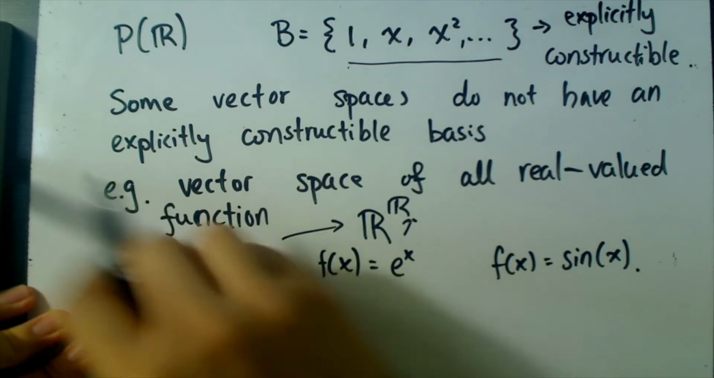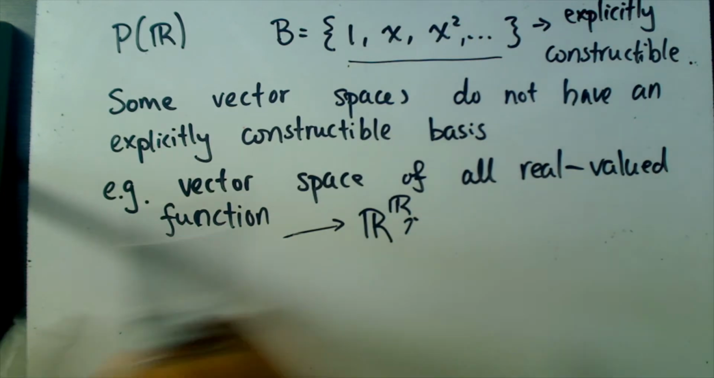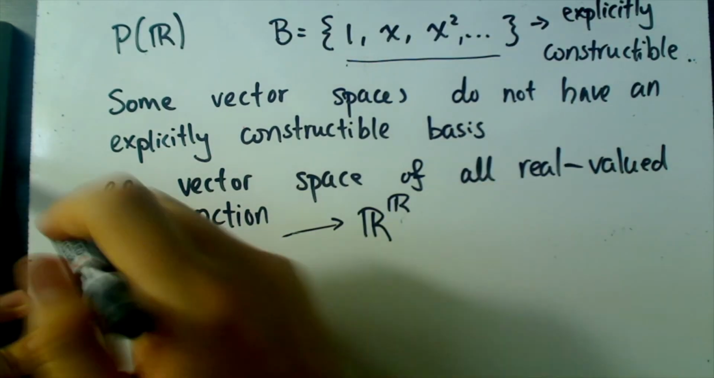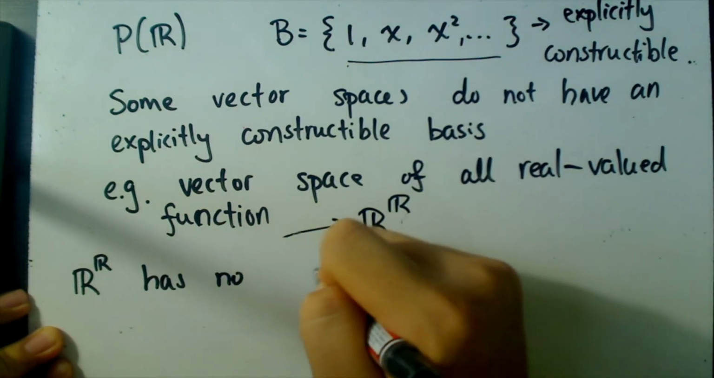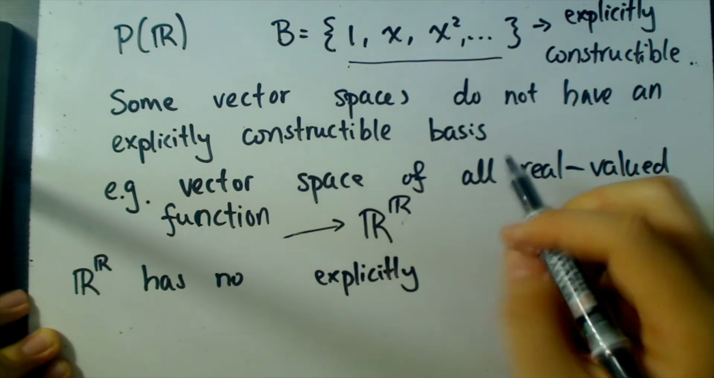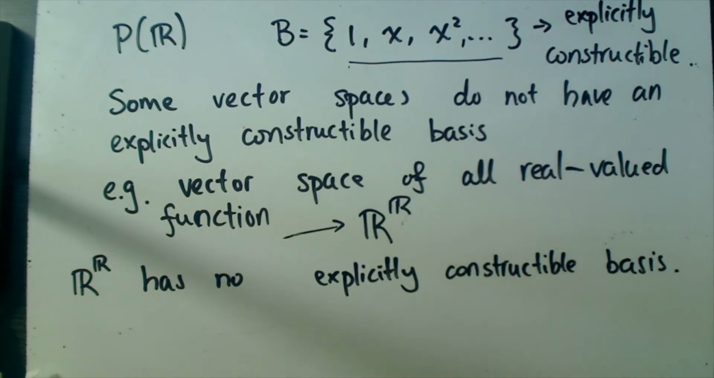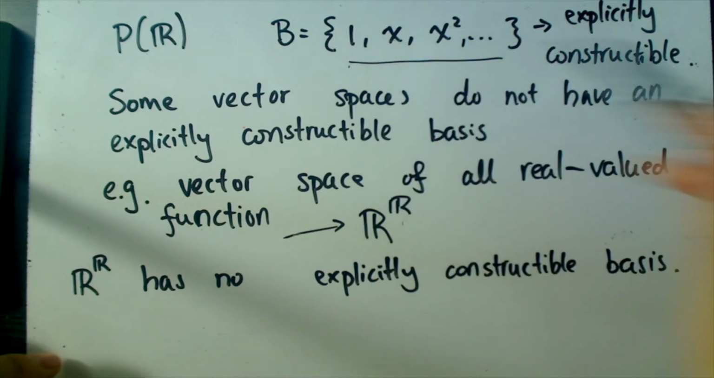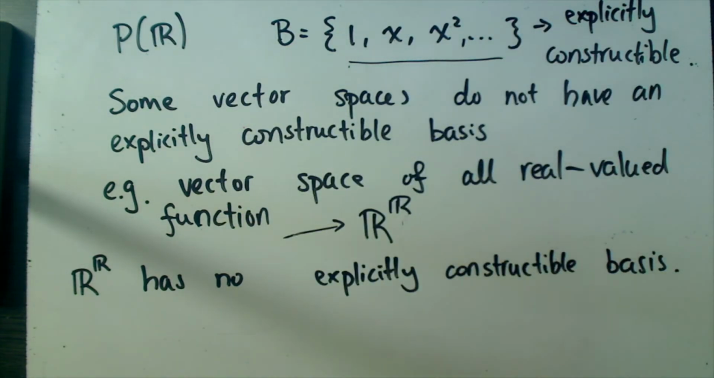and there is no procedure, because this vector space is so large, intuitively speaking. So this vector space R to the R has no explicitly constructible basis, meaning that there is no systematic procedure of writing down all the basis vectors, even when you have an infinite amount of time, like the one above. So you cannot write down a basis for this space like you did for this infinite dimensional vector space.